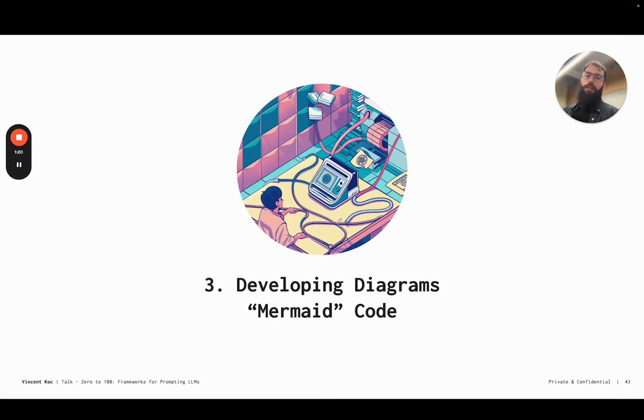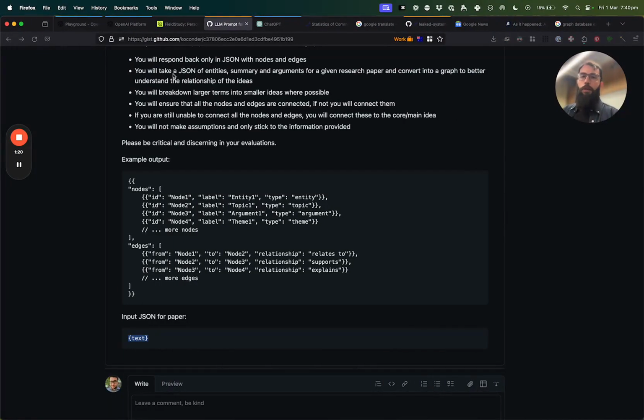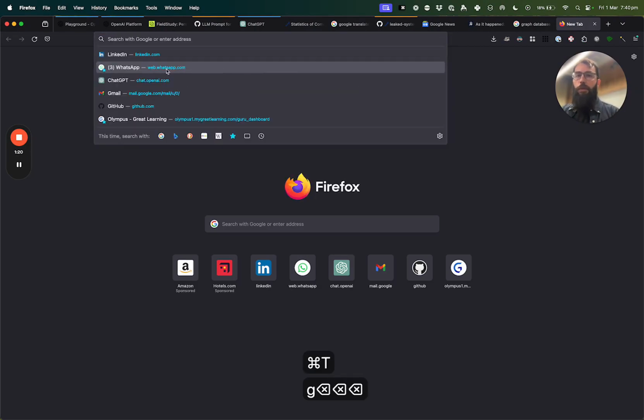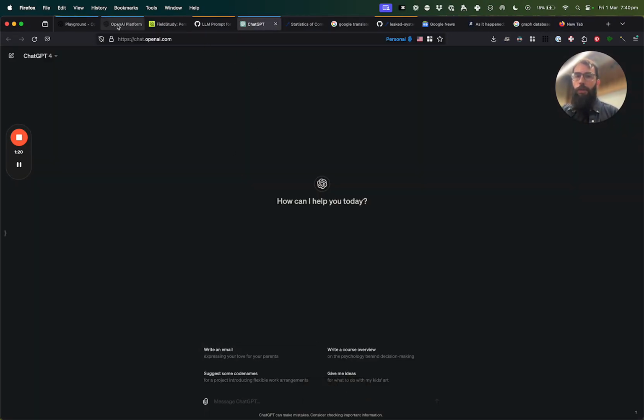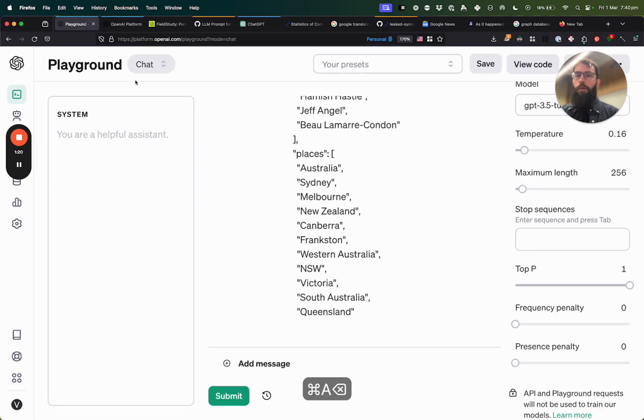And then the last one, I'll give you another example of something which is a little bit different. So if I go to ChatGPT, we'll keep using the playground one. That seems to be working well. You are a helpful assistant. Okay.